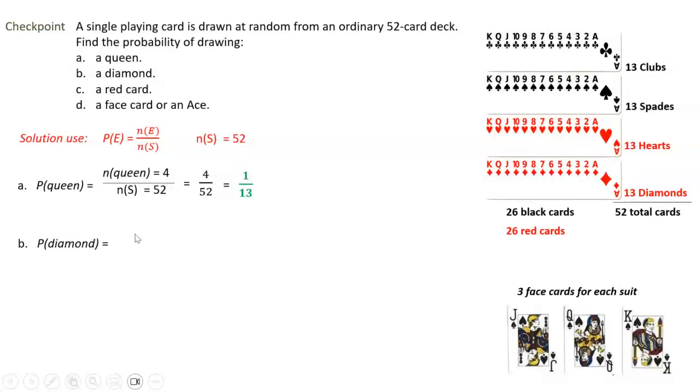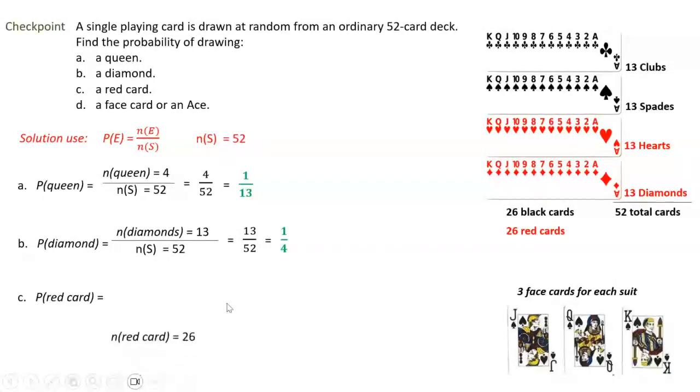A diamond. There are 13 diamonds, right? They're all here, the diamonds. 13 over 52, the answer will be 1/4. A red card, right? We know there are 26 black and 26 red, so the answer is going to be 26 over 52. The answer is going to be 1/2.